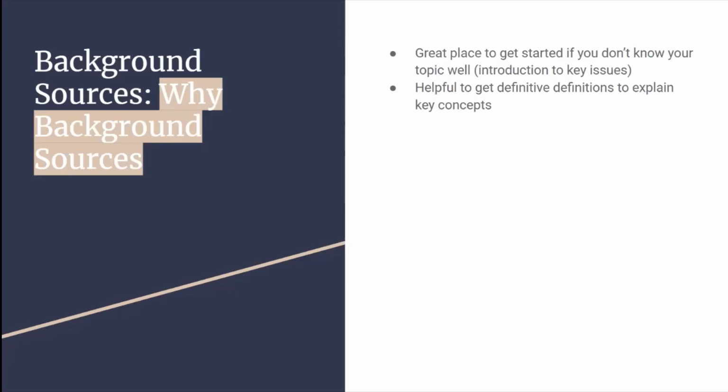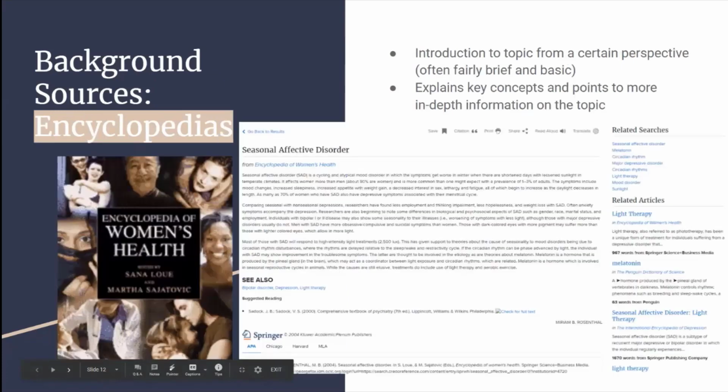It's also helpful for giving you definitive definitions to explain key concepts to other people. Maybe you're really sure you know what a word means, but then all of a sudden you go to write a research paper and you have to write out a definition, and you feel like you don't know anymore what it actually means. That's a great time to use a background source to get a definition you can use and feel confident citing.